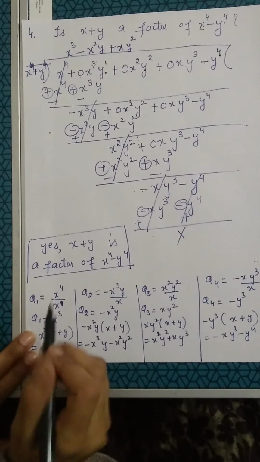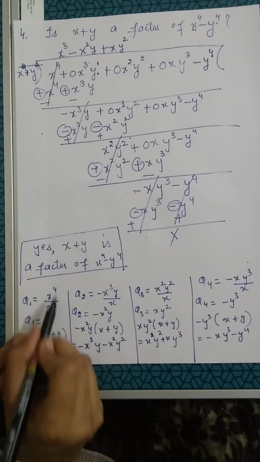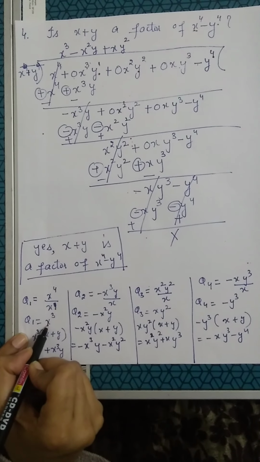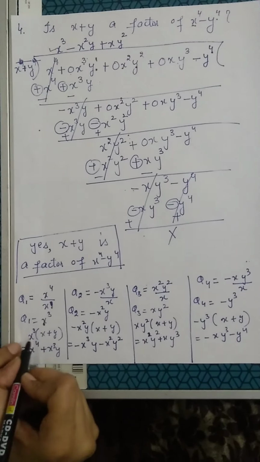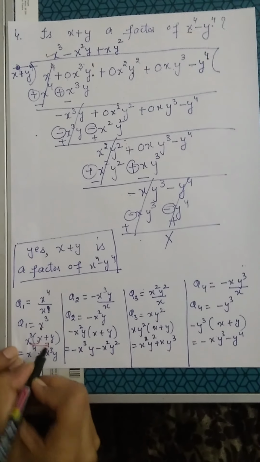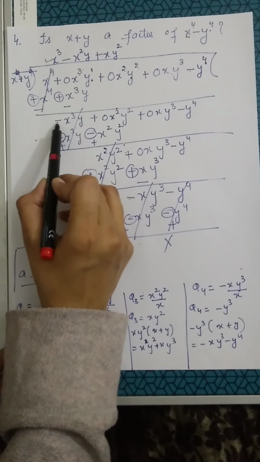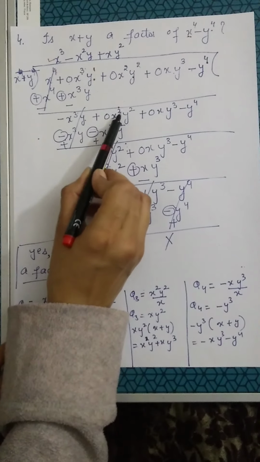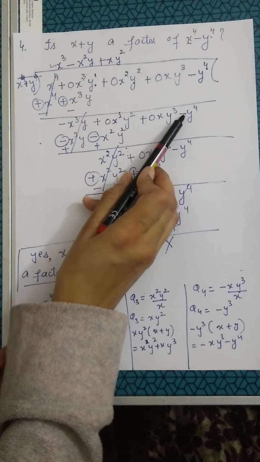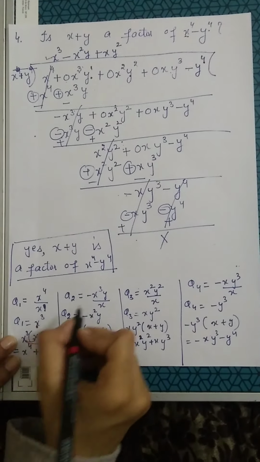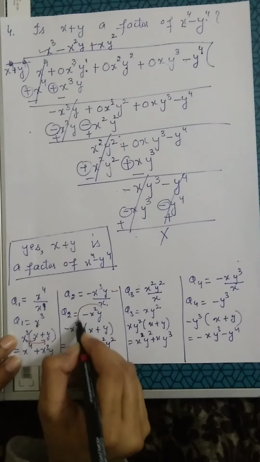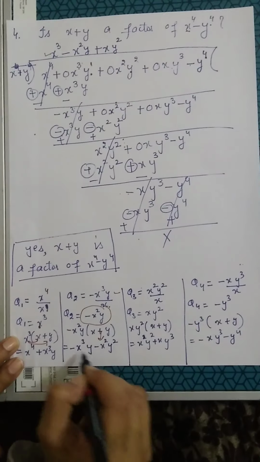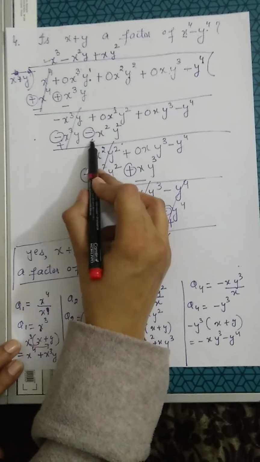In order to find quotient 1, x raised to power 4 divided by x, I will get x cube. So the first term of the quotient is x cube. x cube multiplied by x plus y. After solving, we get this minus x cube y plus 0x square y square plus 0xy cube minus y raised to power 4. The second quotient is minus x square y. I will divide it by x. Again the same way. So this is how we multiply and then subtract.